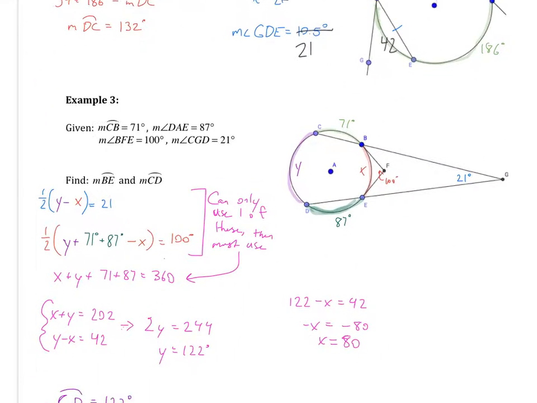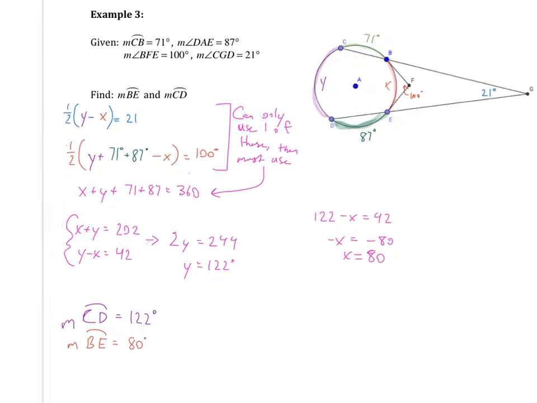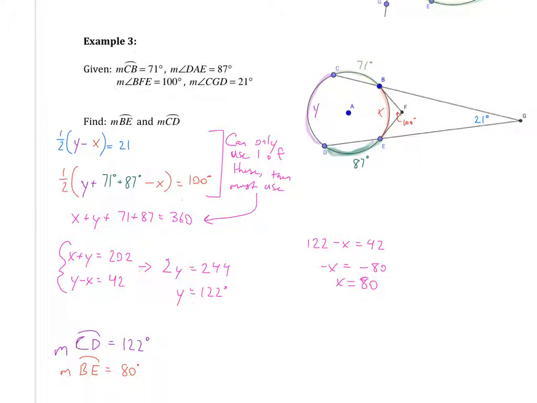Finally, the last question that we have here is that we just look at the givens to start. CB is 71, DAE is 87. So I gave you a central angle, tells you this part, and BFE is 100. Measure of angle CGD is 21. So I don't know either of these two arcs.